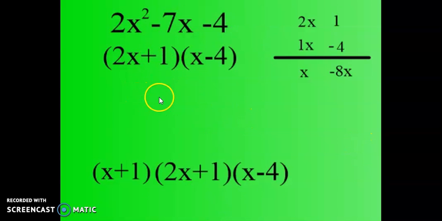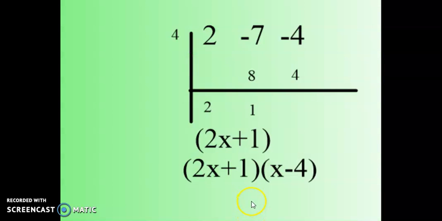Now that I know the factors, it's 2x plus 1 into x minus 4. So all the factors will be the first factor, which was x plus 1, 2x plus 1, and x minus 4. That is how I factorize. I could have used synthetic division also, where I would have gone with the trial and error method. Then I would have found that f of 4 would give me 0.